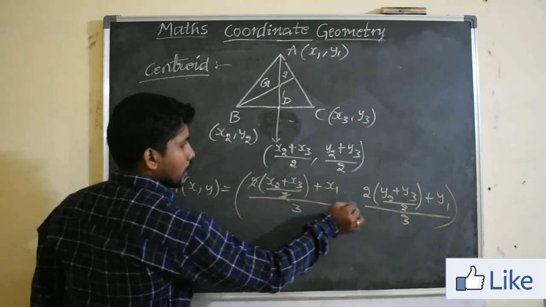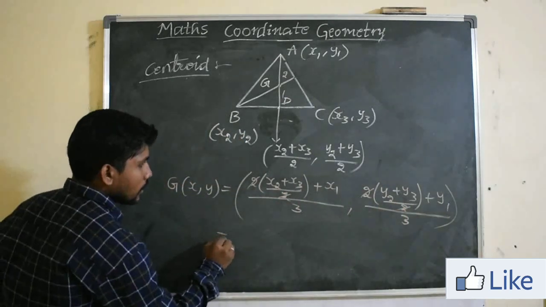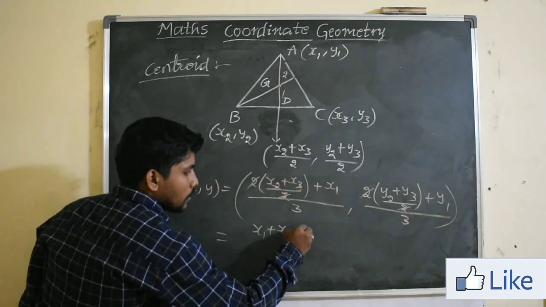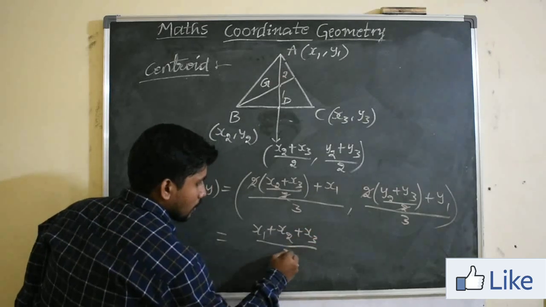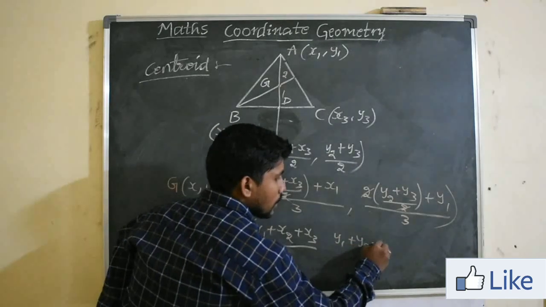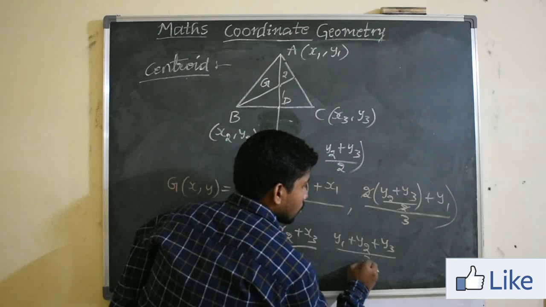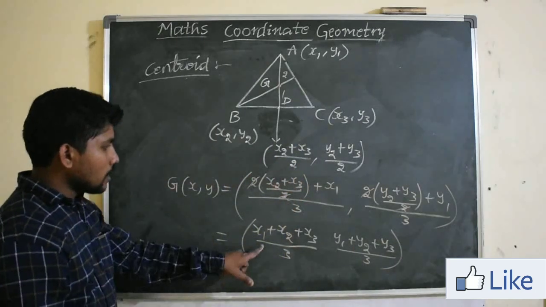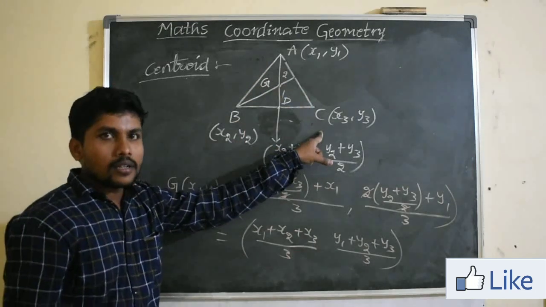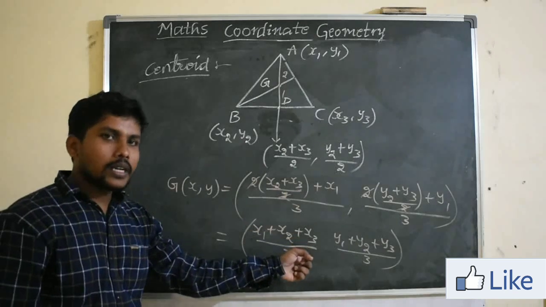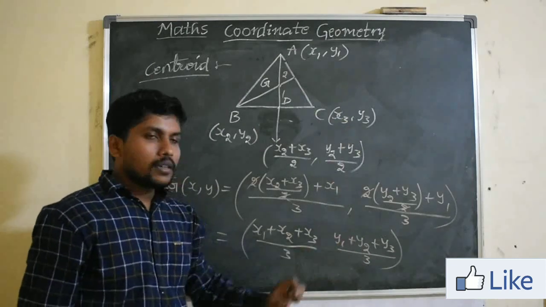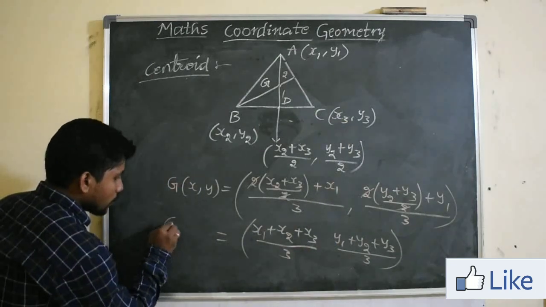As 2 and 2 will be cancelled in both ways, when you rearrange the terms in order, you will get x1 plus x2 plus x3 by 3 as well as y1 plus y2 plus y3 by 3. So simply you can say that the centroid of a triangle, when three vertices are given, you can find by taking average of the x coordinates of the given vertices as well as the average of the y coordinates of the given vertices. That is the centroid of a triangle.